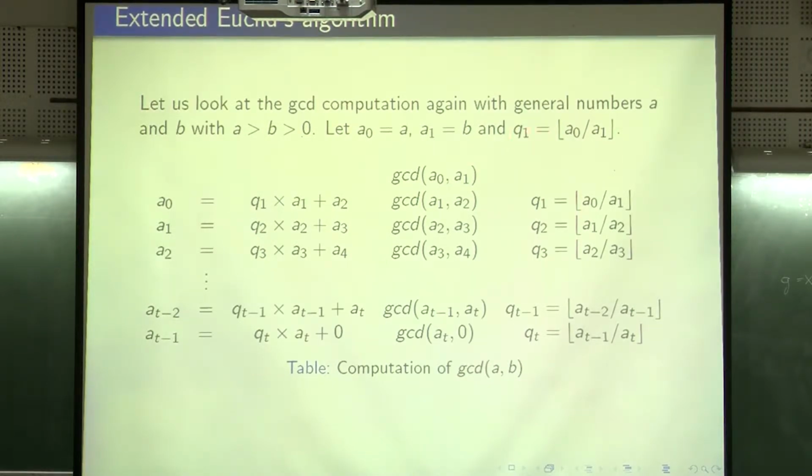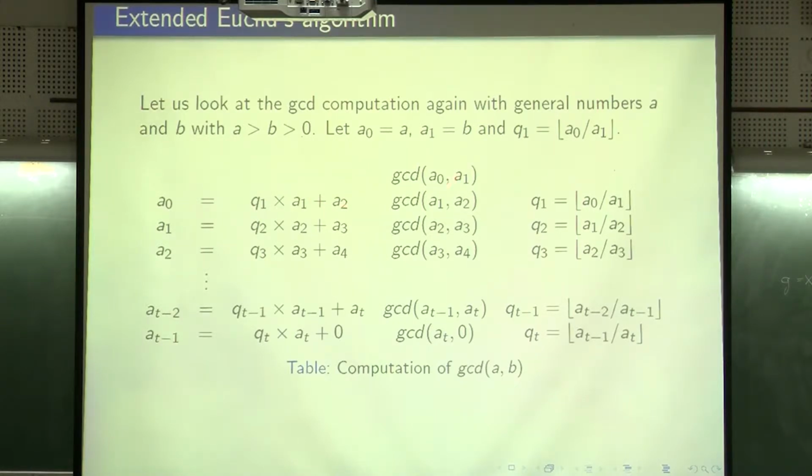Then Q1 is a quotient. You divide A0 by A1 and take the quotient. Once you find the quotient, you have the remainder equation: A0 is Q1 times A1 plus A2. From our previous theorem, the GCD of A0 and A1 is the same as the GCD of the smaller one, A1, and A0 modulo A1, which is exactly A2. So A1 and A2, where A2 is A0 mod A1, the remainder.